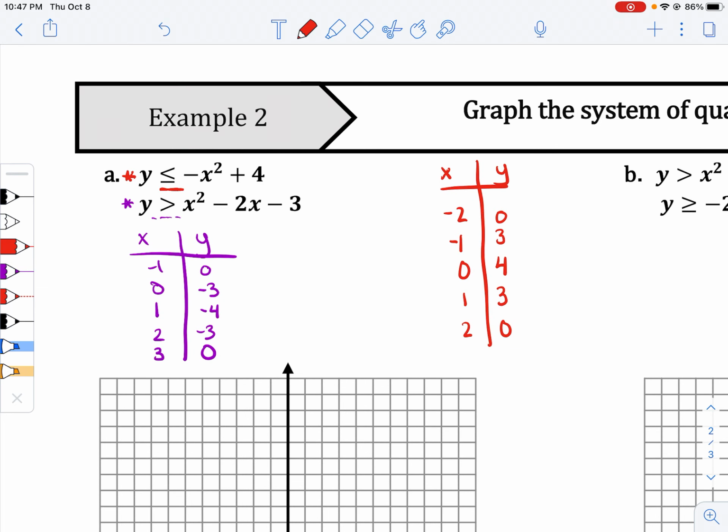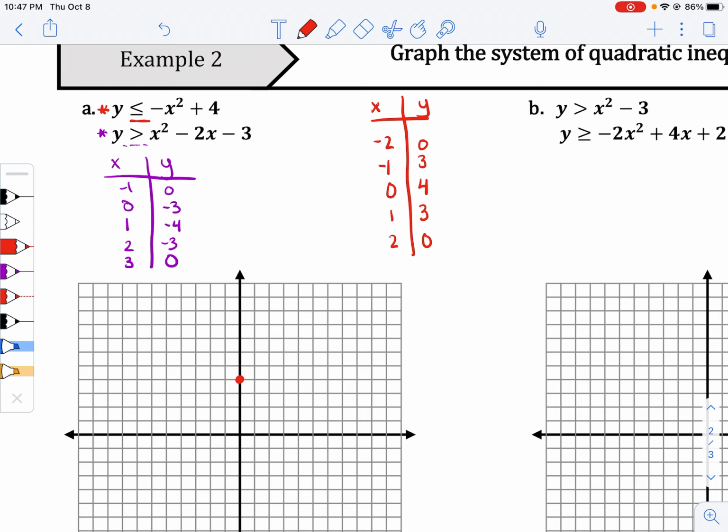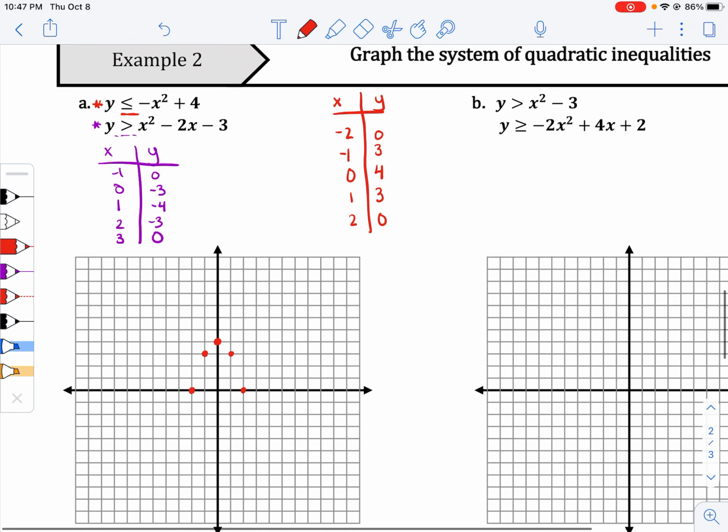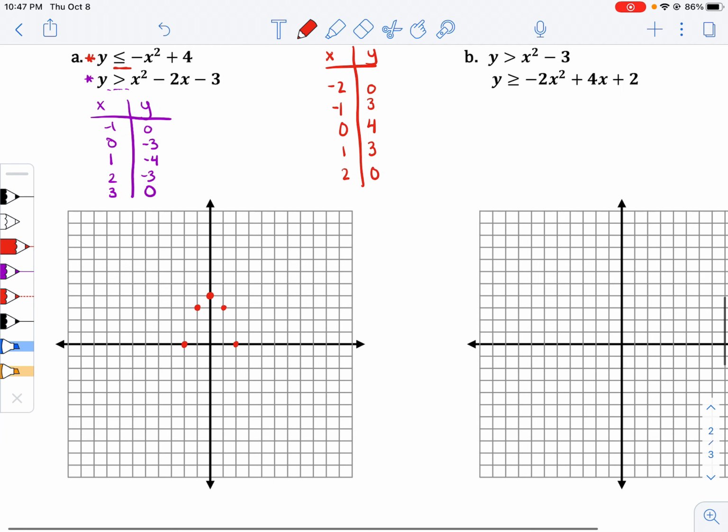So graphing my red one first, I go to (0, 4) for my vertex. At negative 1, I'm at 3. Positive 1, I'm at 3. At negative 2, I'm at 0. At positive 2, I'm at 0. All right, solid line.